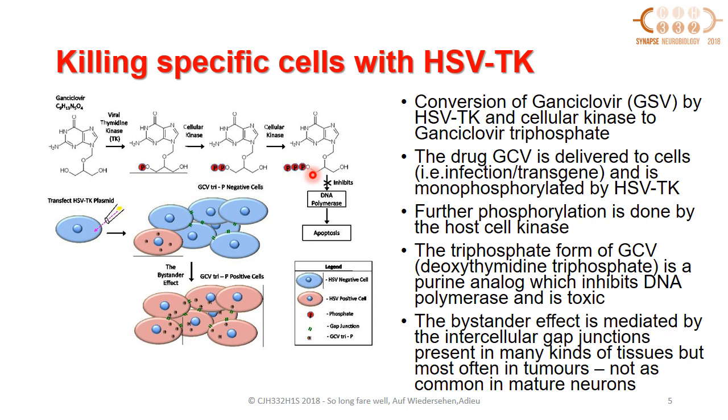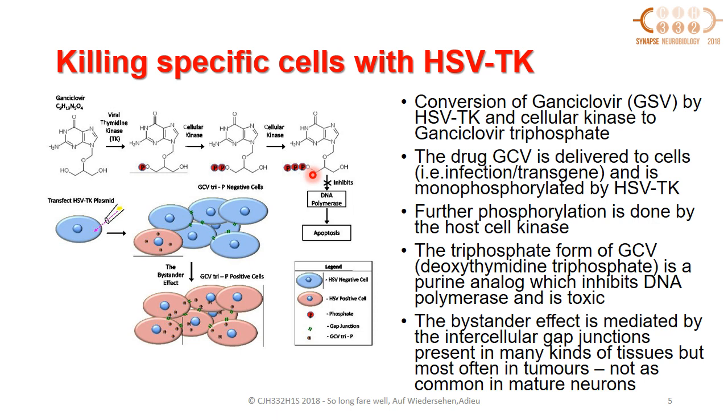Again, in the neuronal system, we don't normally have this bystander effect where this toxin can actually spread from cell to cell. In other systems that you might look at later, either in cancer or in terms of cell and systems biology, if the cells are capable of forming gap junctions, this triphosphate analog will eventually go and impede the activity of all these cells.